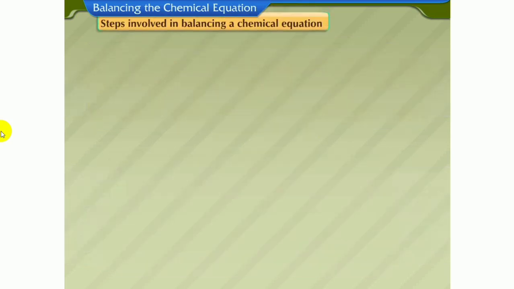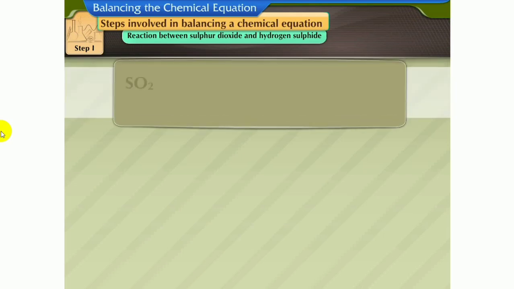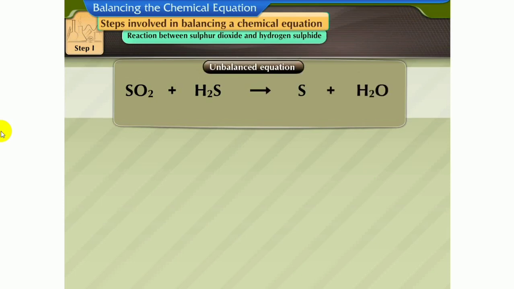Steps involved in balancing a chemical equation. Consider the reaction between sulfur dioxide and hydrogen sulfide. Step 1. First, write the chemical equation for the reaction. SO2 plus H2S gives S plus H2O.